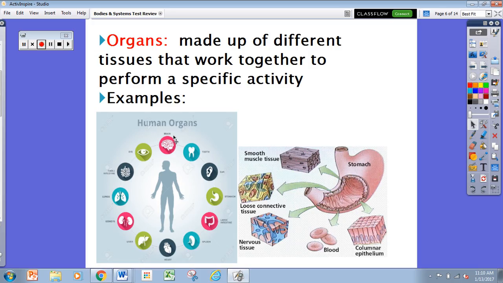And this picture over here shows a variety of different organs. I think a lot of us think of the brain, the stomach, the lungs, the kidneys, the heart as being organs, but things like the ear, the tooth, the eye, those are all organs as well, because according to this definition, they meet the definition. They're made up of different tissues working together to perform a specific job or activity.